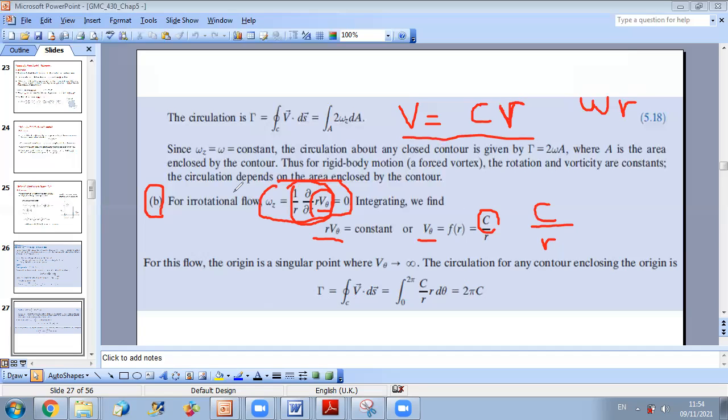While in the case of irrotational flow, to be able to get omega z equal to 0, we should have the condition that r v theta is constant. So v theta should be equal to c over r, a constant over r. And for this type of flow, when r tends to 0, v theta will tend to infinity.